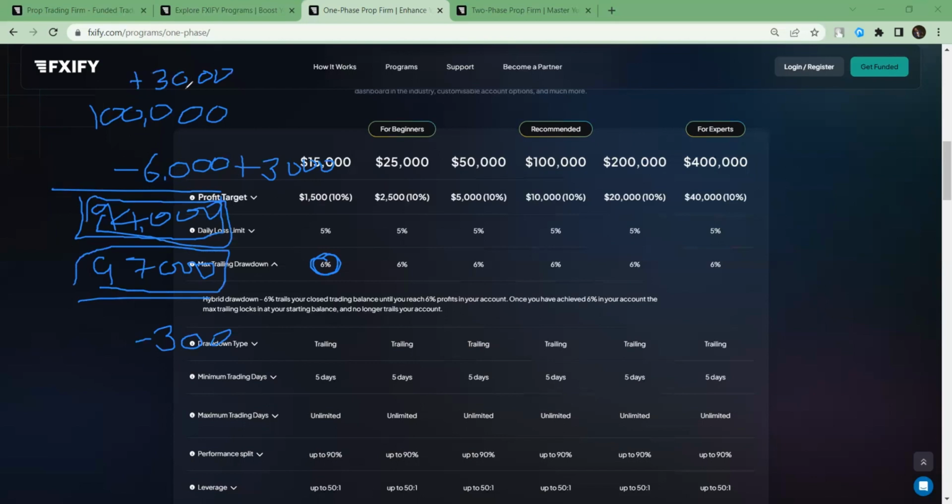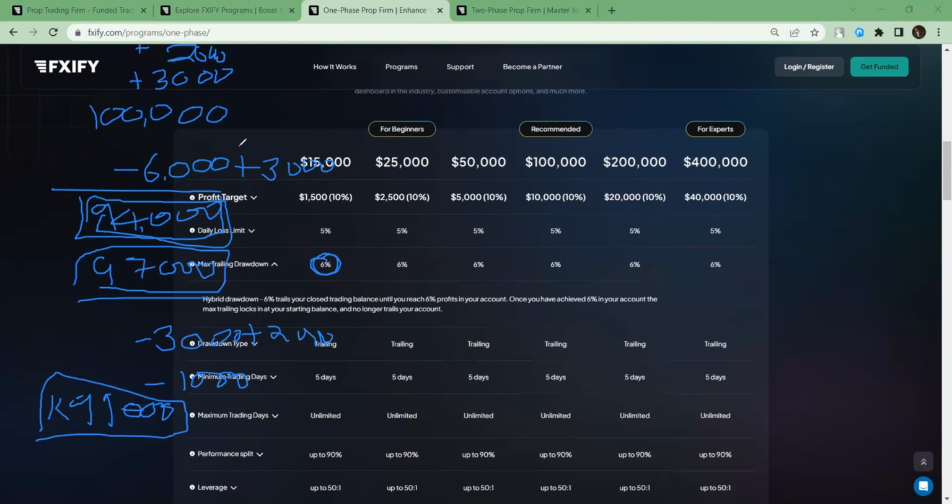So let's say you have made two more percent profit, which is 2,000. We're going to add this 2,000, and it's going to be now minus 1,000. So it means that your max drawdown is going to move to 99,000, which means you don't have to make losses below 99.